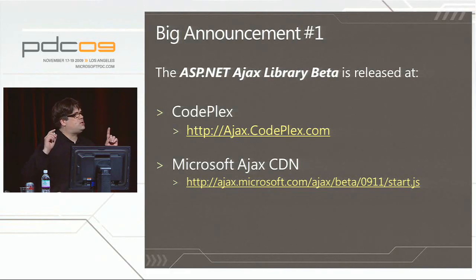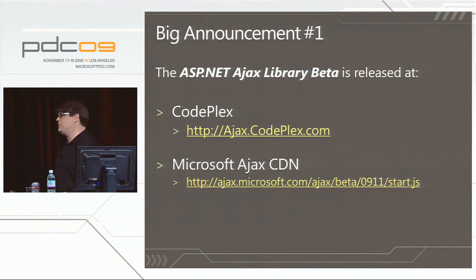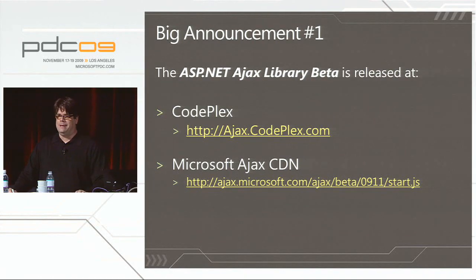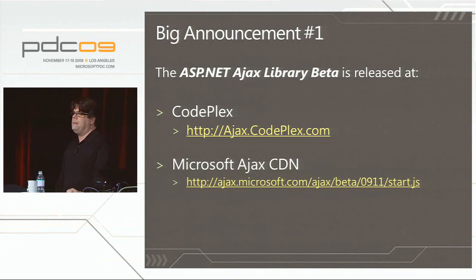All right, so we just released the beta version of ASP.NET AJAX this morning, and we released it on a new CodePlex website. I think that's a beautiful domain name, AJAX. How can you do better than that? It's at ajax.codeplex.com. That's where you can download the latest beta version of the ASP.NET AJAX library.